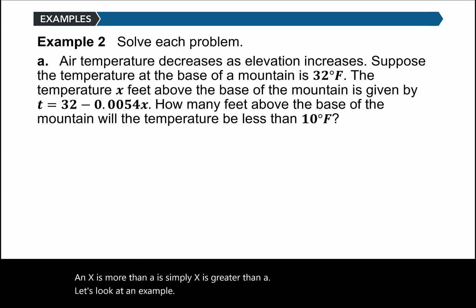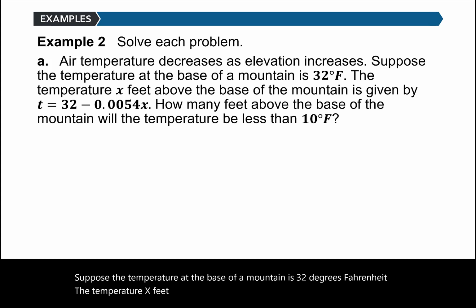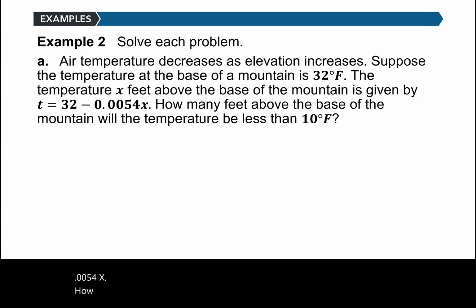Air temperature decreases as elevation increases. Suppose the temperature at the base of a mountain is 32 degrees Fahrenheit. The temperature x feet above the base of the mountain is given by T = 32 - 0.0054x. How many feet above the base of the mountain will the temperature be less than 10 degrees Fahrenheit?